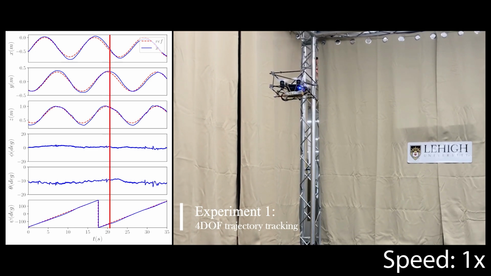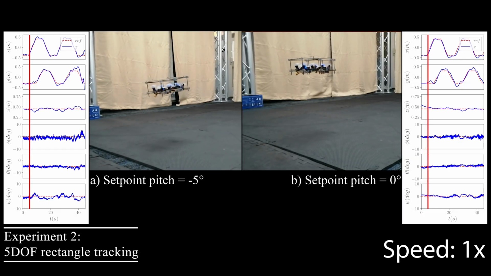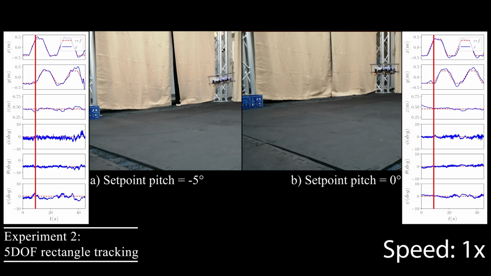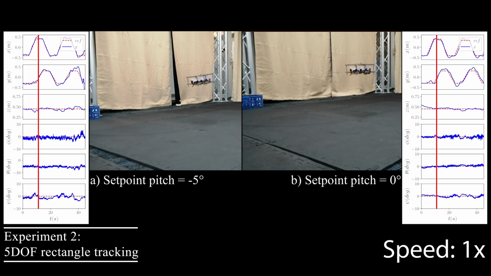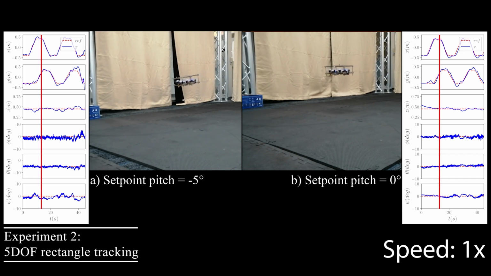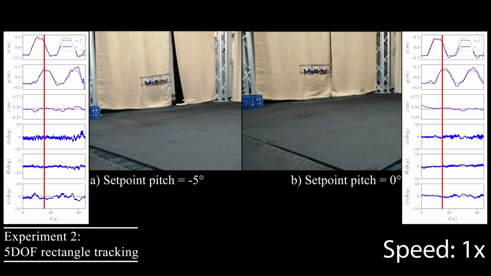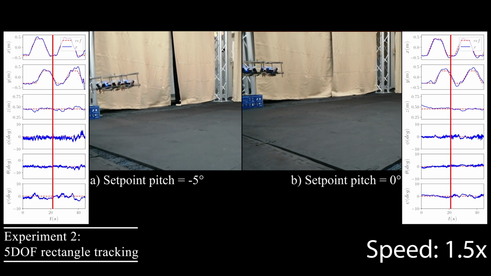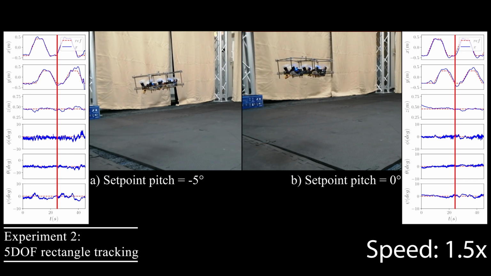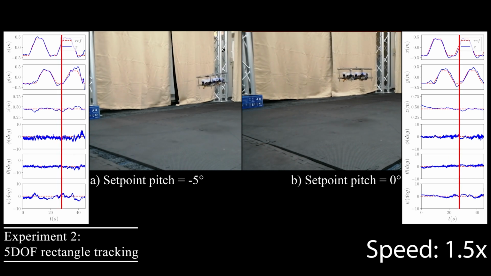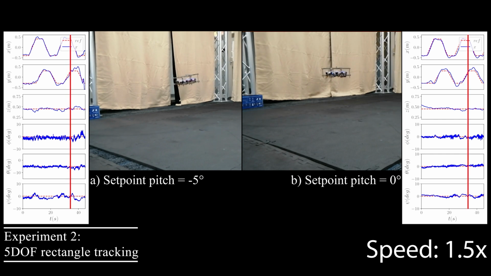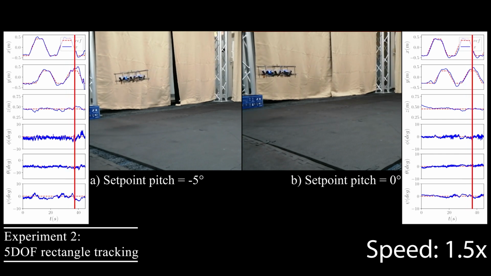In the second experiment, the structure of 2 R modules follows a rectangular trajectory which spans along x and y translational axes for 0.8 and 0.6 meters. We highlight that in A, the structure keeps a pitch angle of -5 degrees, and in B, the same structure keeps a pitch angle of 0 degrees, showing that its translation along the x-axis is independent of the pitch angle.